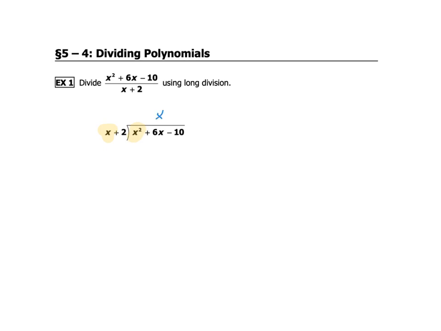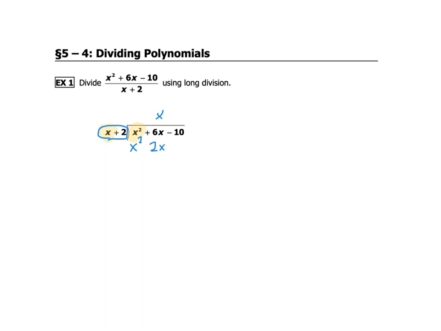Now I'm going to multiply the x times the x plus 2, and I'm going to do it using distribution. Would you agree x times x is going to give us x squared right here, and x times 2 gives us 2x right here.